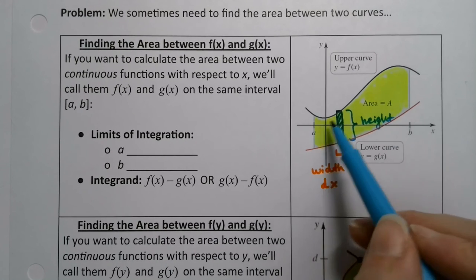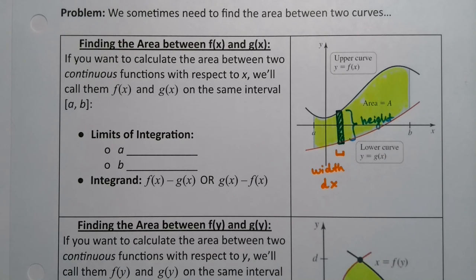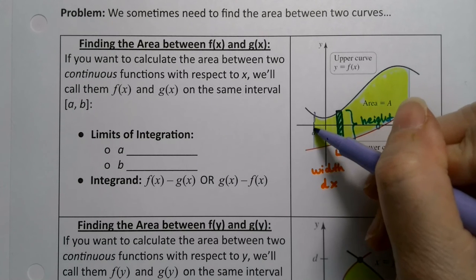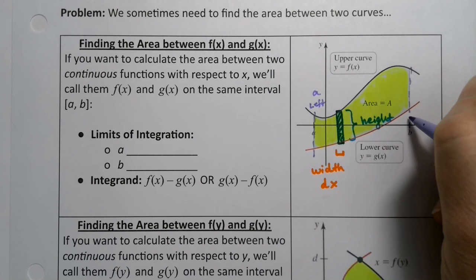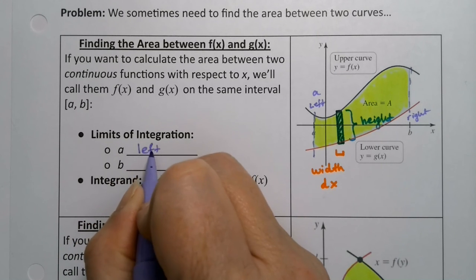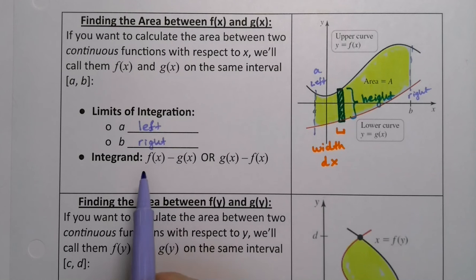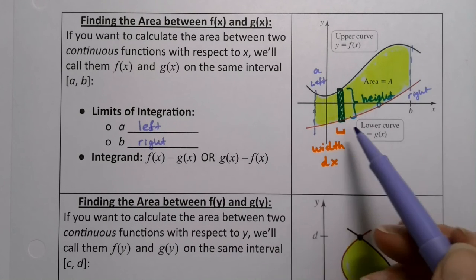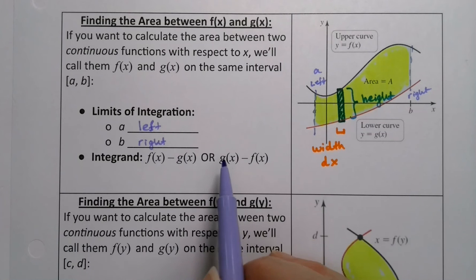Okay, so if this is my upper curve and this is my lower curve, right? And I have limits of integration that are the left and the right. So right over here is the left, that's A. And over here I have B, which is on the right. So when I take my limits of integration, I'm going to go from left to right, from A to B. And now my integrand will either be f of x minus g of x, which would actually be the case for this example, because f of x is the upper curve and g of x is the lower curve. Or I could reverse it if g of x is the upper curve. It just depends on which is your upper curve.